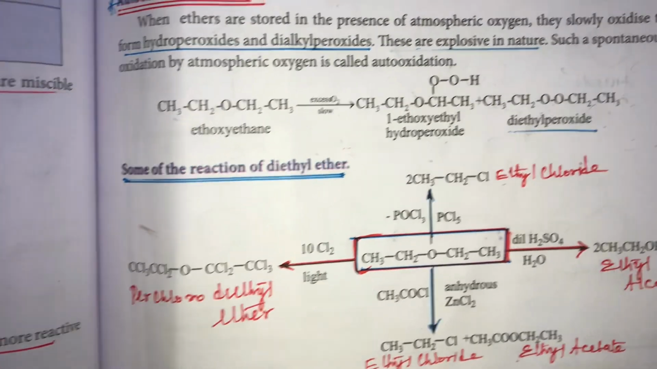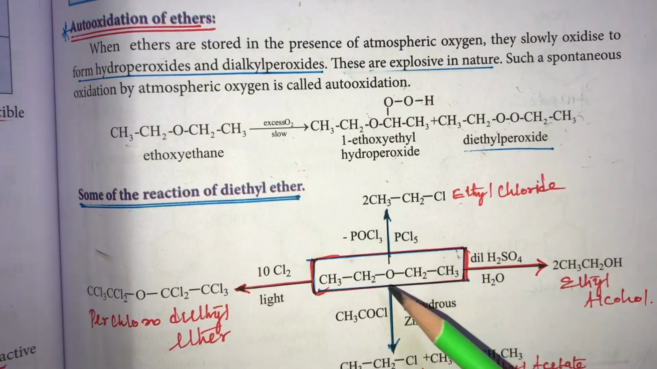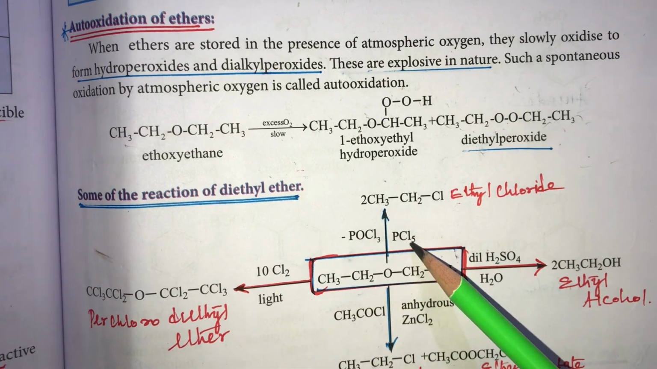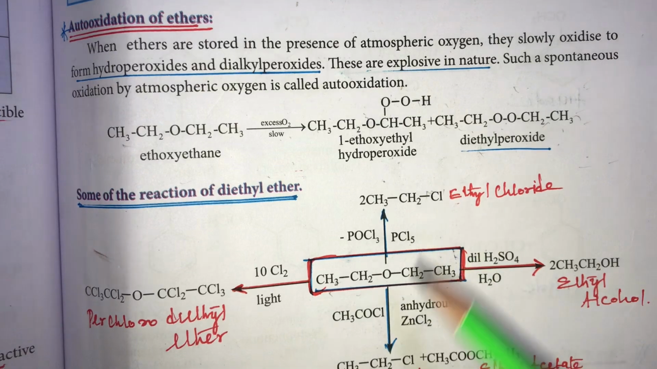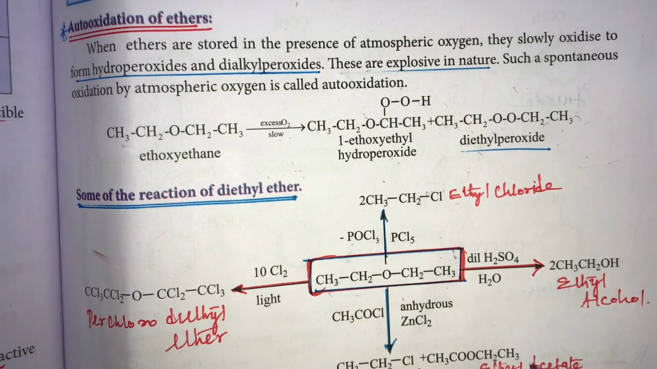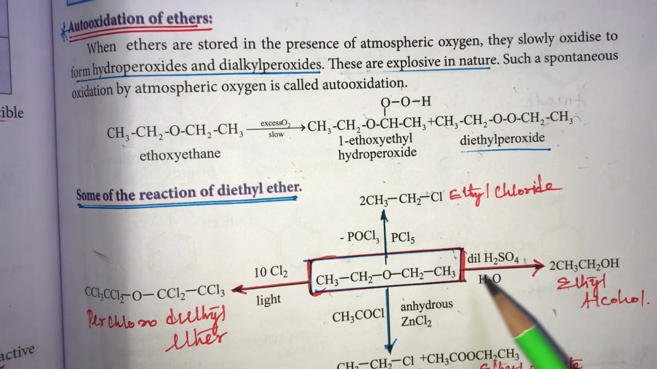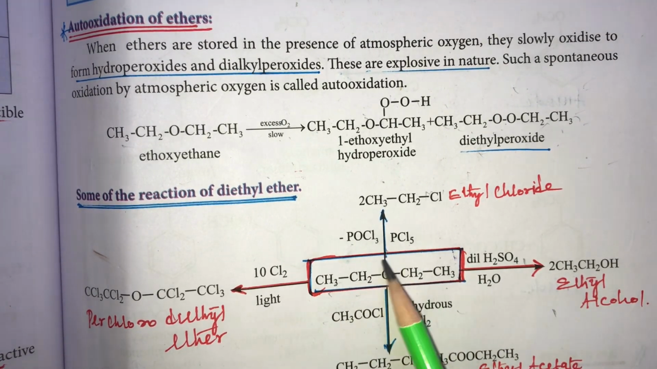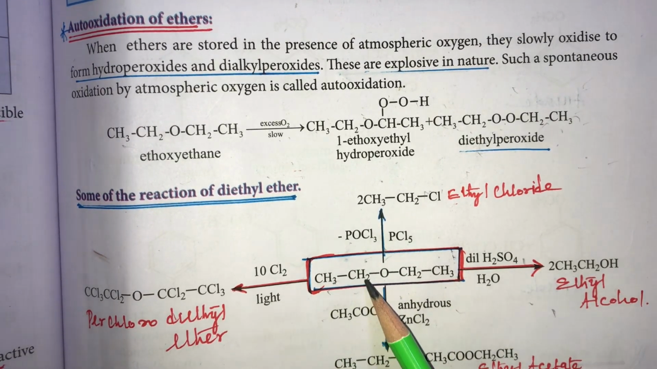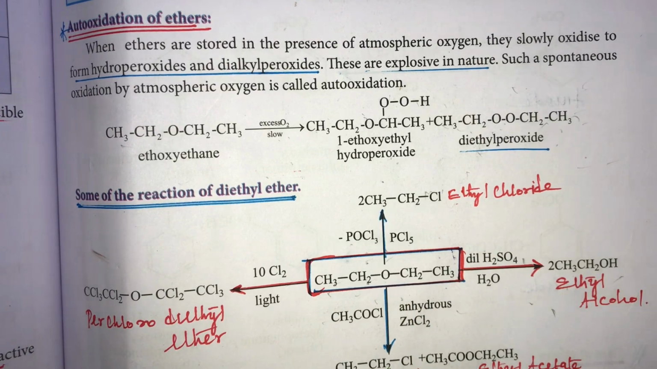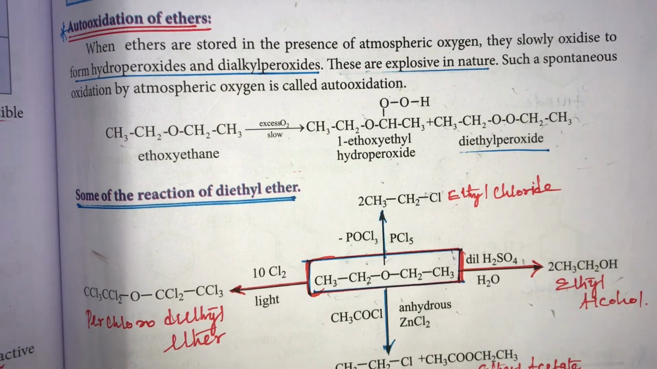Ether, when it reacts with phosphorus pentachloride, the two ethyl groups react with chlorine and form ethyl chloride. So the ethyl groups are halogenated to form ethyl chloride. The byproduct is phosphorus trichloride. Diethyl ether, on reaction with water in the presence of acid, gives CH3CH2OH, forming two molecules of ethyl alcohol. So diethyl ether on hydrolysis forms ethyl alcohol, and on dehydration ethyl alcohol forms diethyl ether.